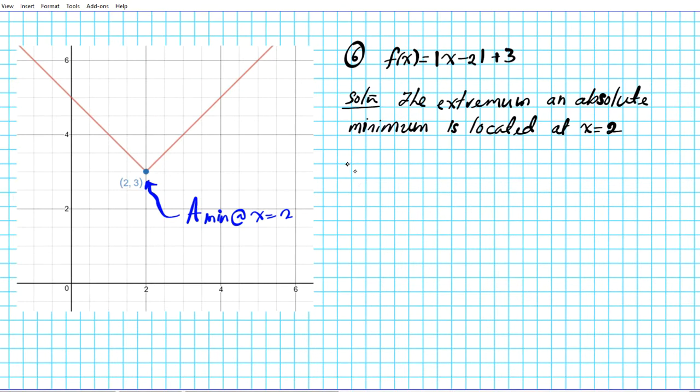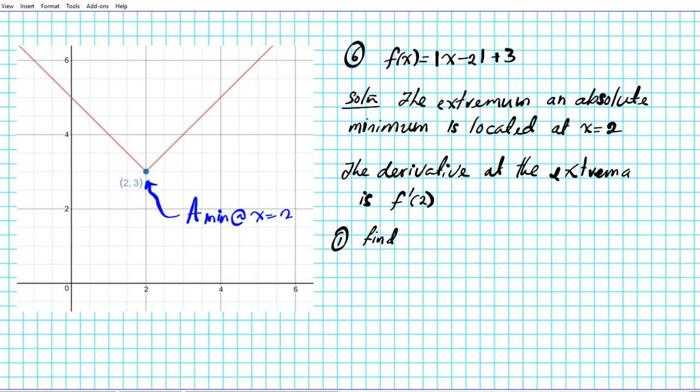What are we looking for? The derivative at the extrema is f prime of 2. So let's get started with part 1. Part 1, we want to find f prime of x. So the function f of x is equal to the absolute value of x minus 2, plus 3.